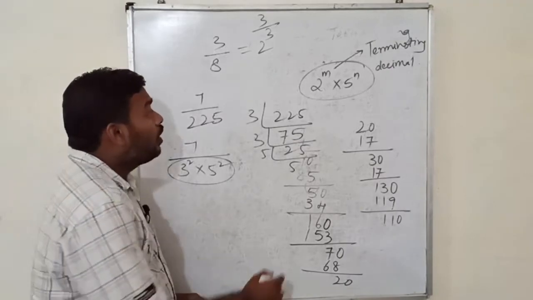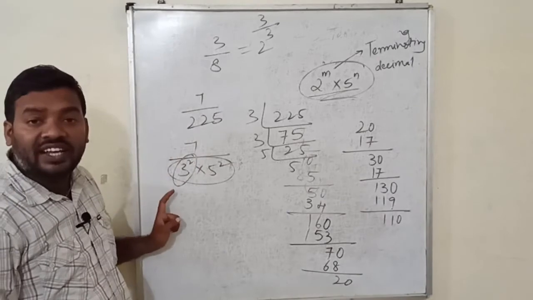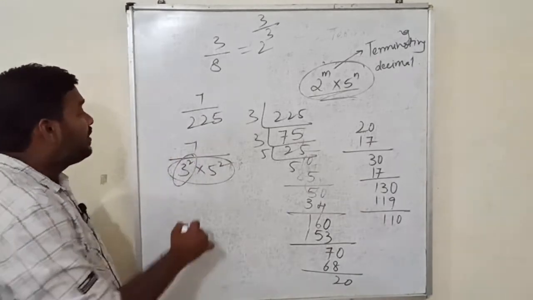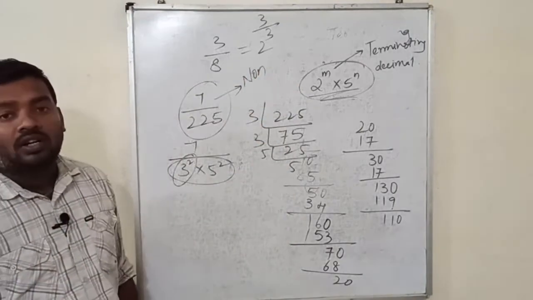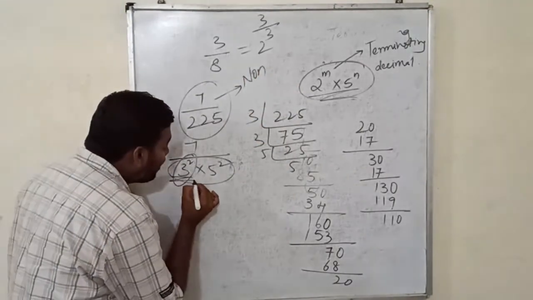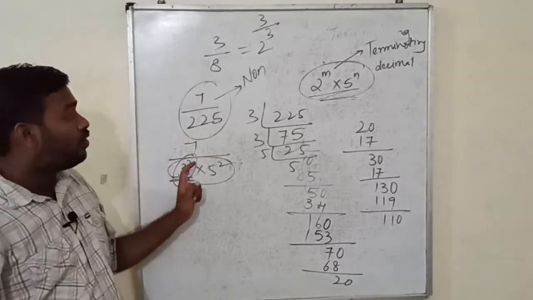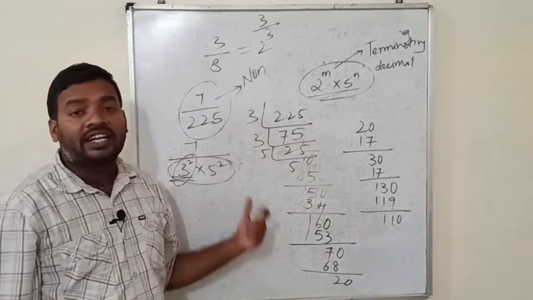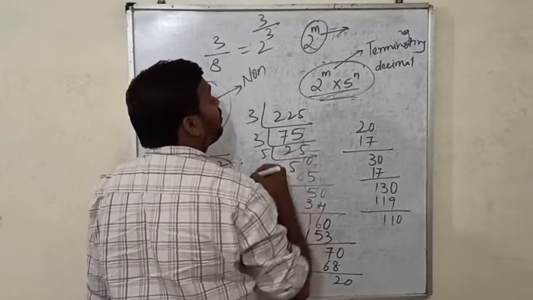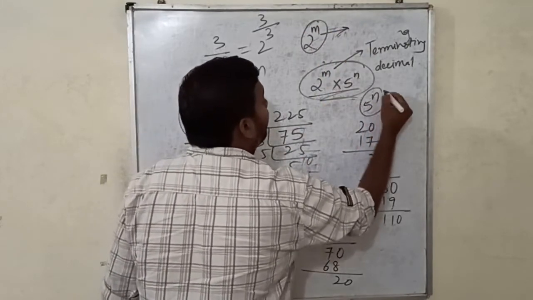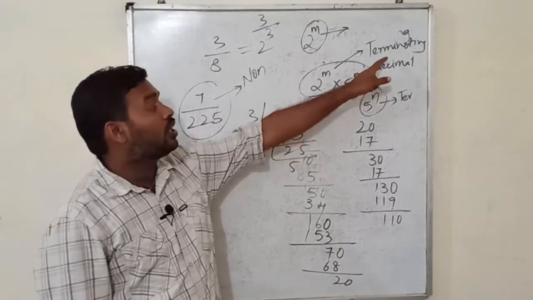If you have other than 2 and 5, here we have 3 in the prime factorization, so this is non-terminating recurring decimal. That means if you are getting a number which is other than 2 or 5 in the denominator, then that will be non-terminating recurring decimal. If you get only 2, that is 2 power m, that is also terminating decimal. If you get only 5, say 5 power n, that is also terminating decimal. If you get 2 power m into 5 power n, that's also terminating decimal.